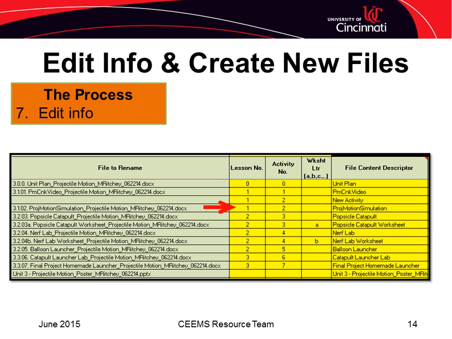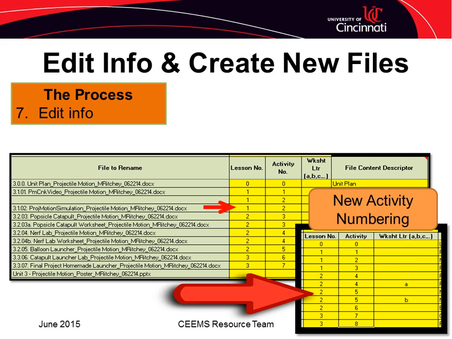Since we only added one activity, we will add a 1 to the appropriate activity number. That is, for Activity 2, we will make it Activity 3. For Activity 3, we will make it a 4, and so on. When finished, it should resemble the numbering shown in the example to the right.